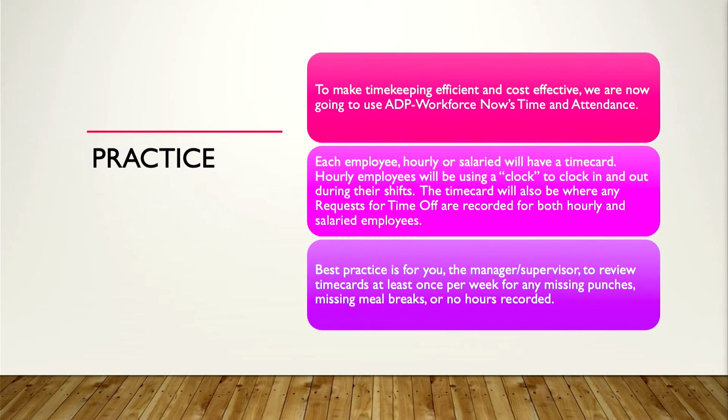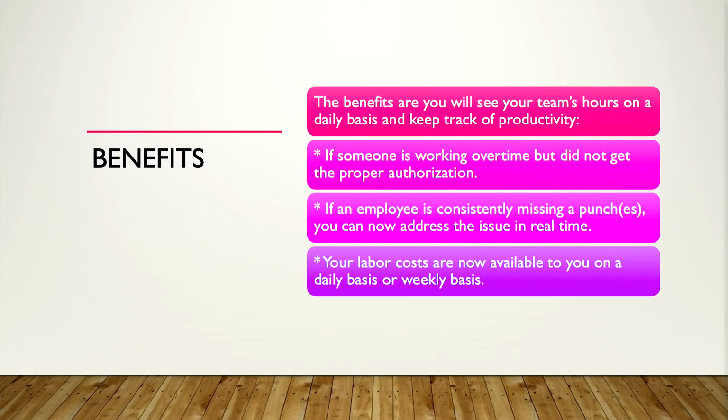Best practice for you, the manager or supervisor, is to review time cards at least once per week for any missing punches, missing meal breaks, or no hours recorded. The benefits are you will see your team's hours on a daily basis and keep track of productivity. If someone is working overtime but did not get the proper authorization, or if an employee is consistently missing a punch or punches, you can now address the issue in real time.